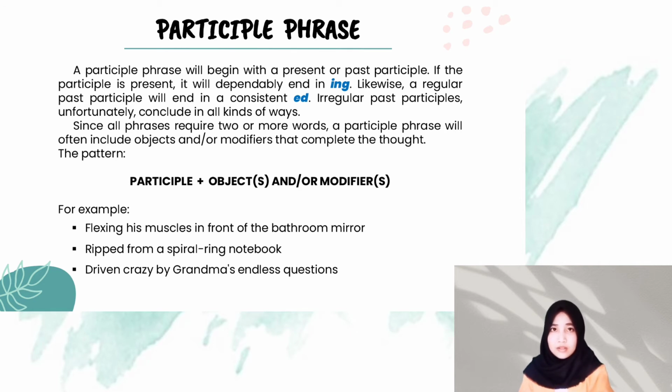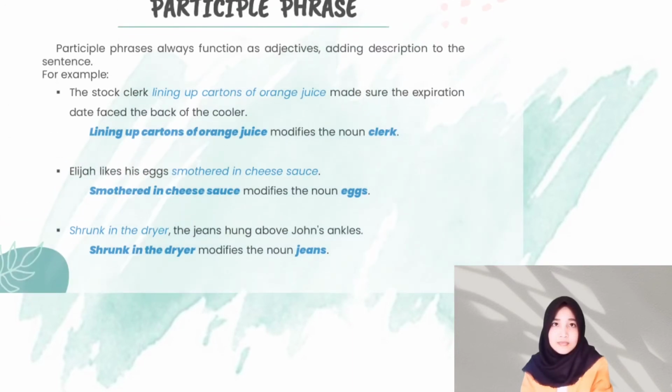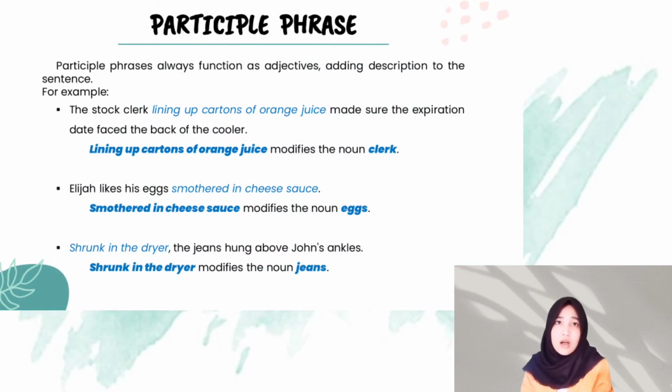For example, flexing his muscles in front of the bedroom mirror. Read from a spiral ring notebook. And driven crazy by grandma's endless questions. Participle phrases always function as adjectives, adding description to the sentence.